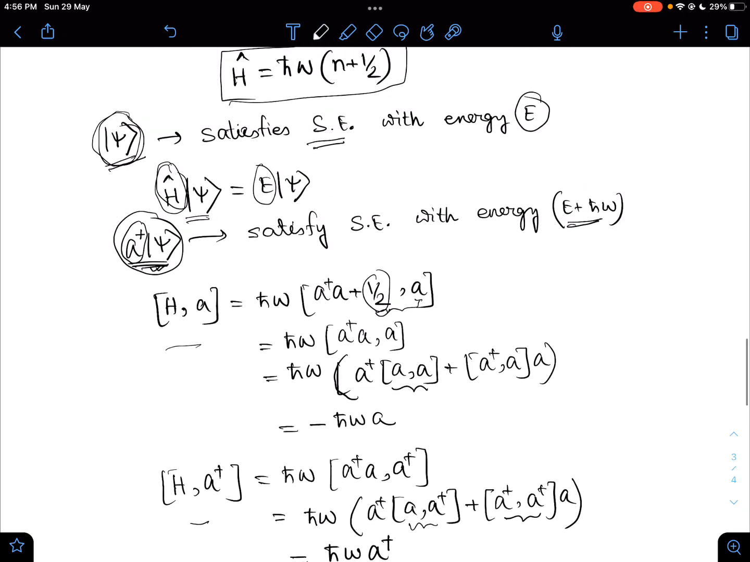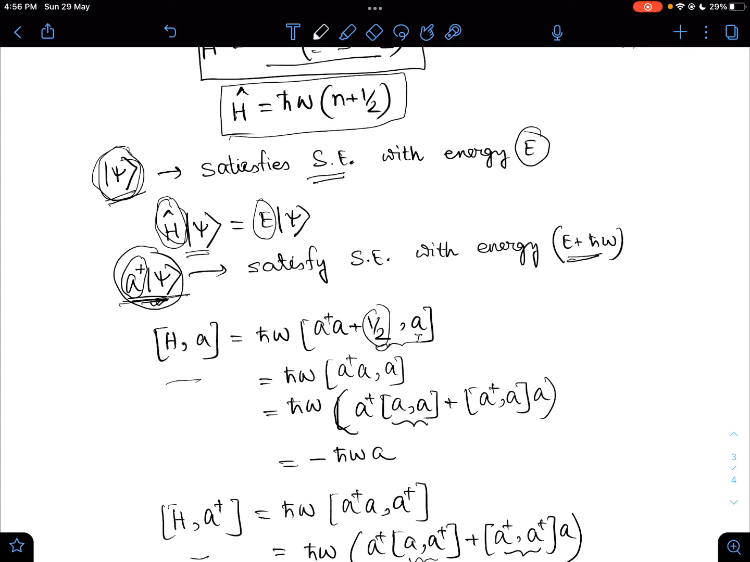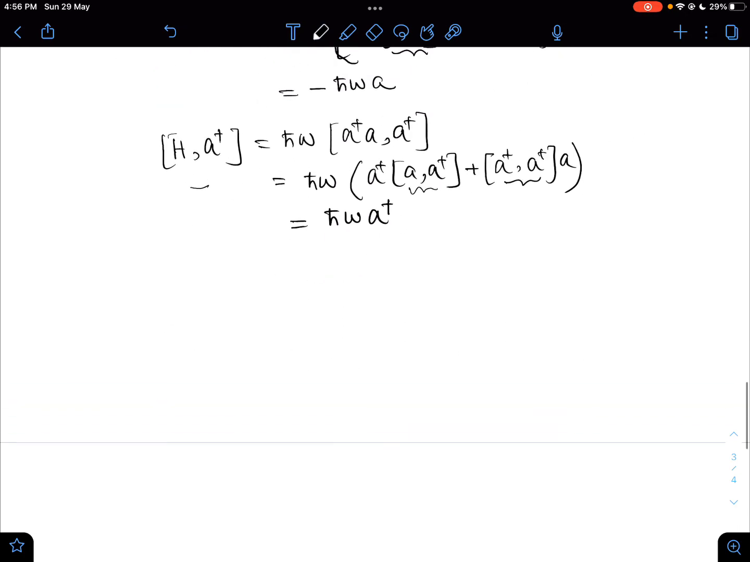Now we are ready to prove this claim that A Dagger psi is an eigenstate of the Hamiltonian with energy value E plus h cut omega. How will we prove this? We will operate H on A Dagger psi.